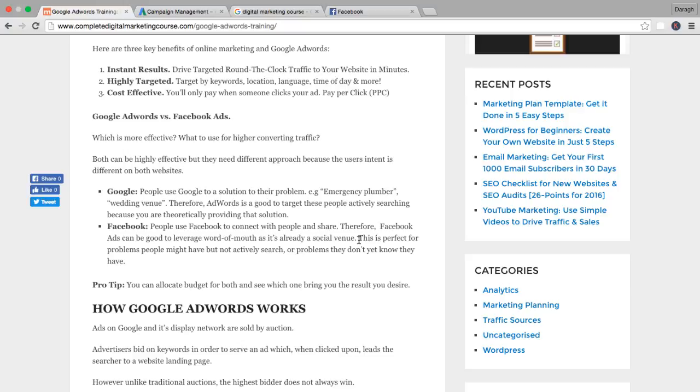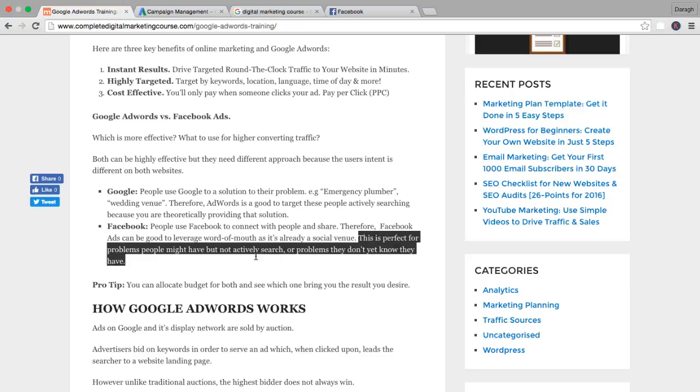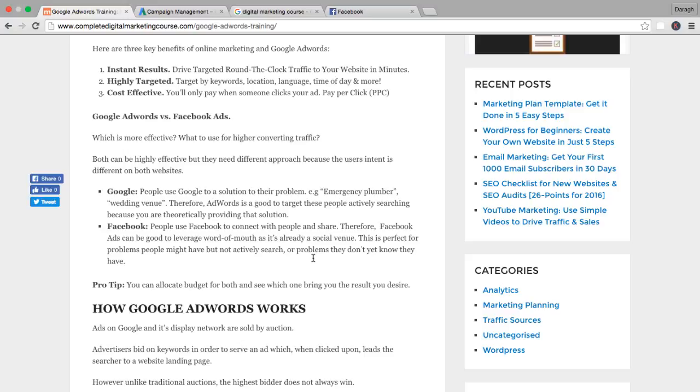So this type of ad on Facebook can be perfect for problems that people might not be actively searching for, or problems that they don't know they have yet. So that is the key difference. Remember that the user intent is different. Personally, I think Google AdWords is probably more straightforward because people are looking for a solution to their problem, and you can present that solution right there. On Facebook, you have to think about who people's friends are, leverage that social word of mouth, and present solutions to problems they may not know that they have.